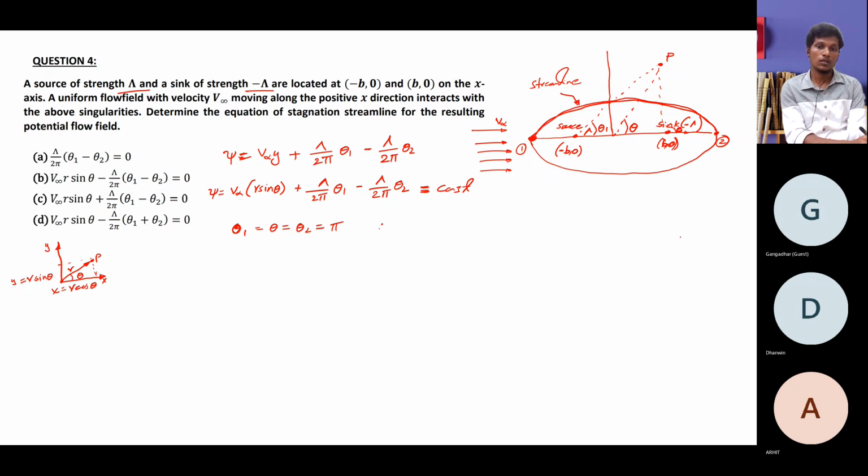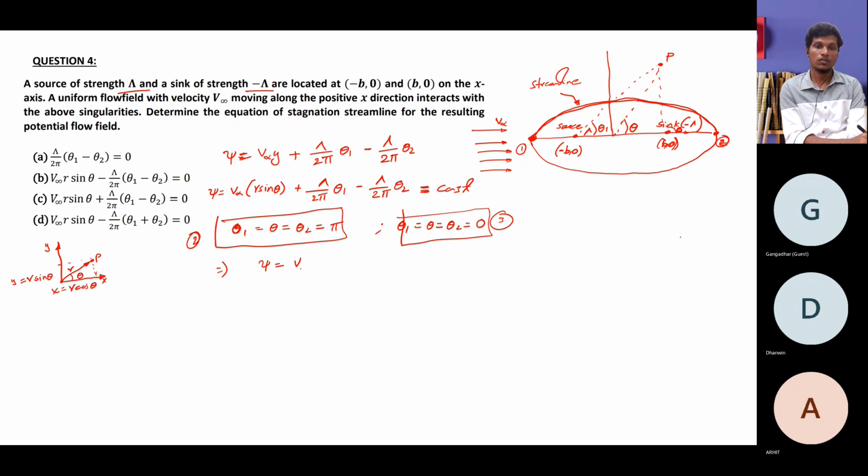Also you have another stagnation point, corresponding to this point, that is point 2. You will have theta 1 equals theta equals theta 2 equals 0. If you substitute both, I will just show you how you will get it. The first condition is already a constant that you applied, and this is your condition 2 and this is your condition 3.